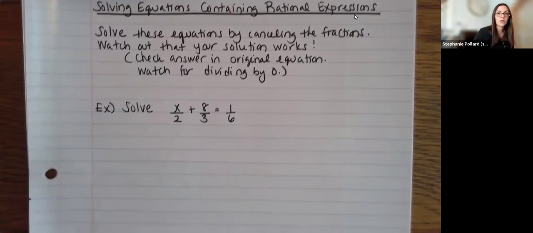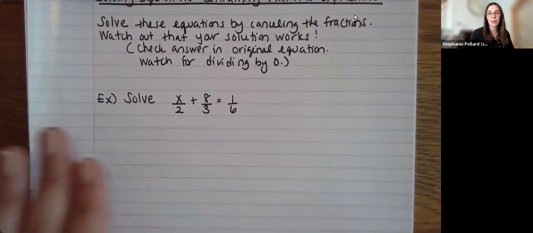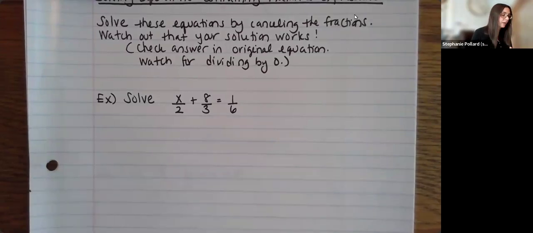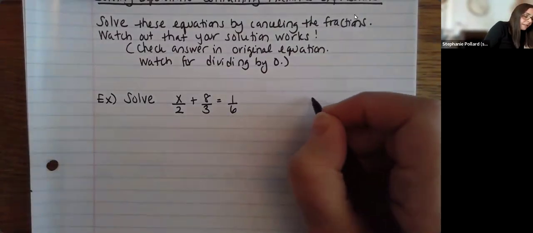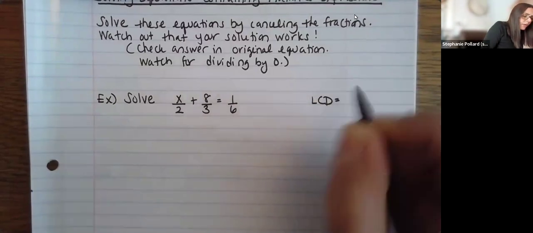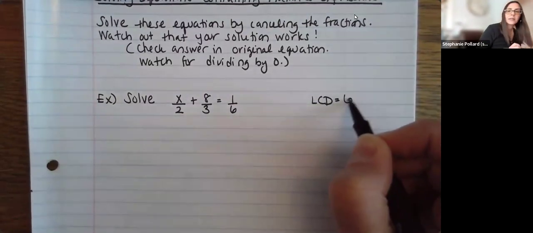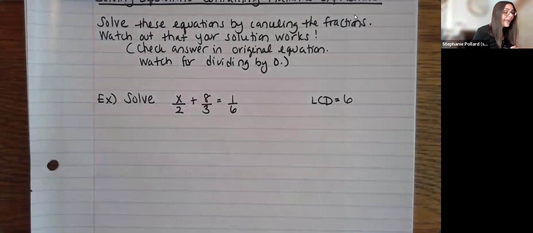So this first one here, you can see that I don't have any x's in the denominator. So it's just kind of like a regular fraction problem here. And what we're going to do is find the LCD first. So if I look at 2, 3, and 6, the least common denominator would be 6 there. Any common denominator is fine, but the smallest one you can get, the better, because it's just going to keep your numbers lower. And then we're going to multiply both sides by 6.